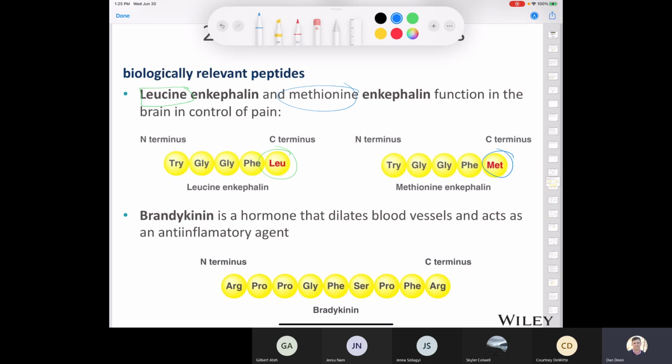Bradykinin is another one. It's a hormone that dilates blood vessels, and you can see that it's a nonapeptide. And again, I just think that he's really trying to drive home the point that these molecules, the two enkephalins, the pentapeptides, and bradykinin, the nonapeptide, have a very specific order in which the amino acid residues are linked together. And if you change that, well, you end up with something completely different.